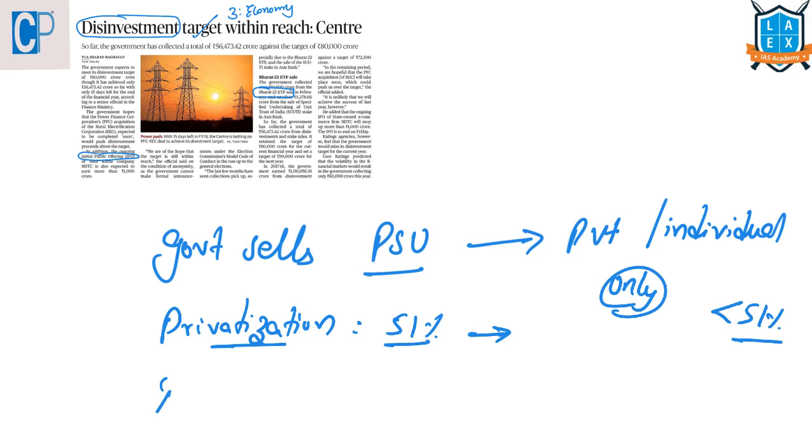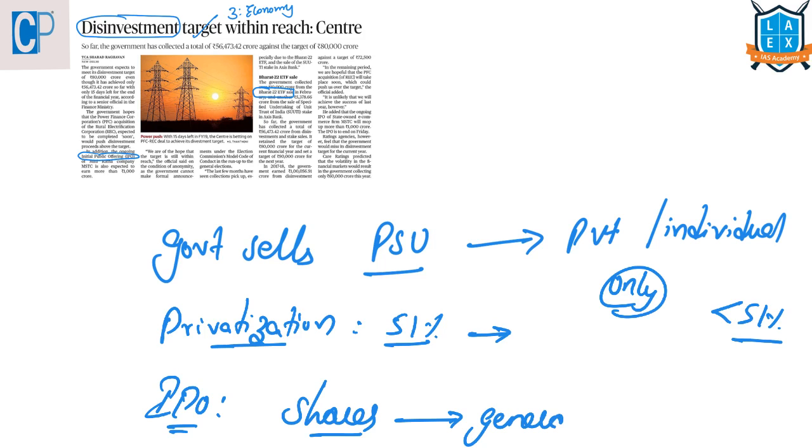Then let us see the next concept, initial public offer. What is this? It is a type of public offering where the shares of a company are sold to the general public for the first time. That company can be a new company or an old company, but if it is selling its shares to the public for the first time, then it is known as an initial public offer, so that the company will transform into a public company.